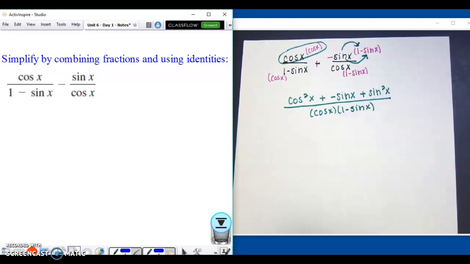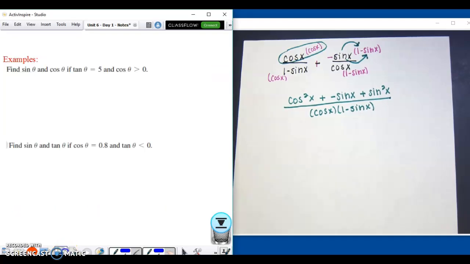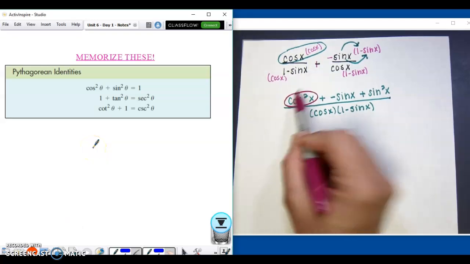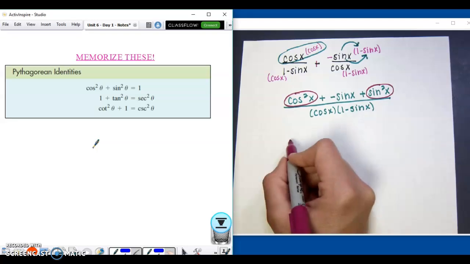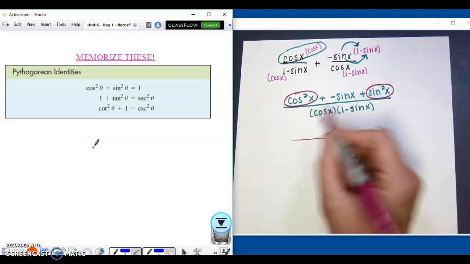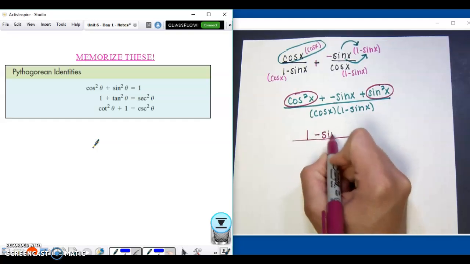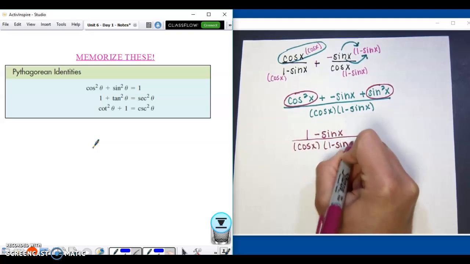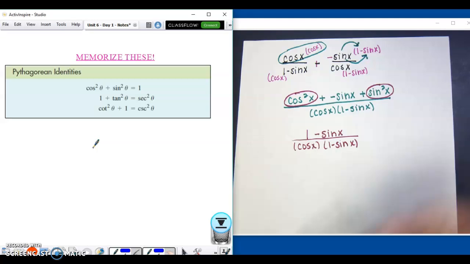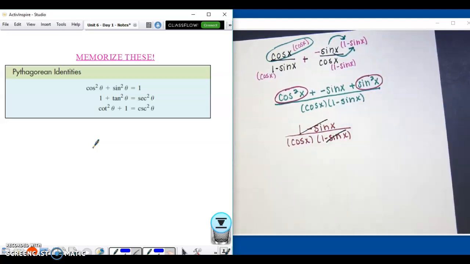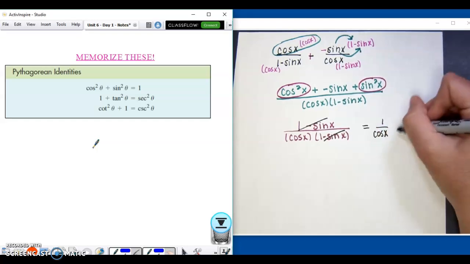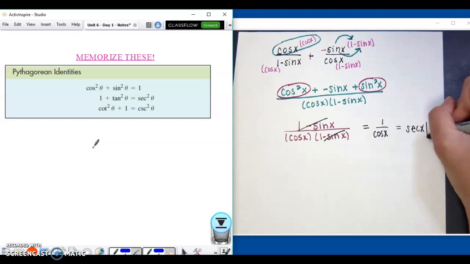Okay, so this is where you have to be looking for your trig identities. So I'm going to go back to my trig identities. If you look at that top one, cosine squared plus sine squared is equal to 1. So we can rewrite that cosine squared plus sine squared gives us 1, but we got to keep the minus sine x. And I haven't changed anything with the denominator. But then look what can happen here. The 1 minus sine x's can cancel. So you're left with 1 in the numerator over cosine x. And we know that 1 over cosine is secant. So secant x is what it's going to simplify down to.